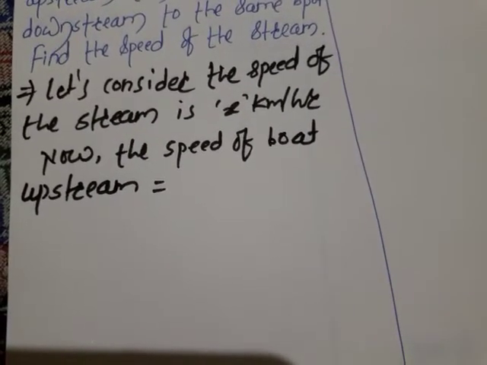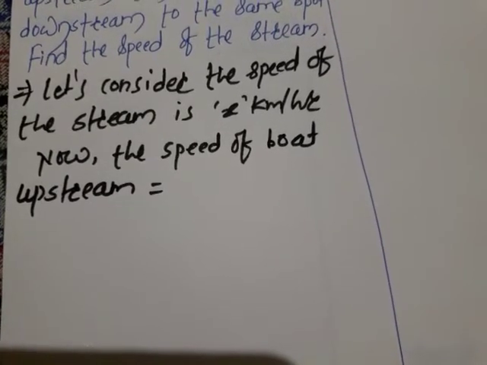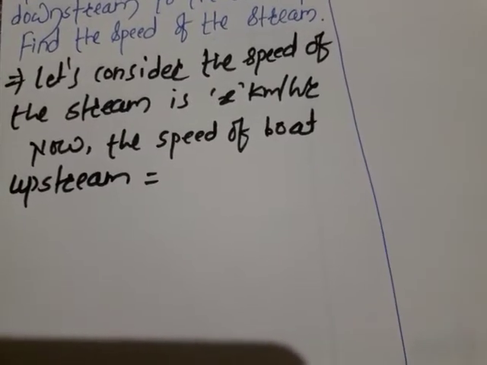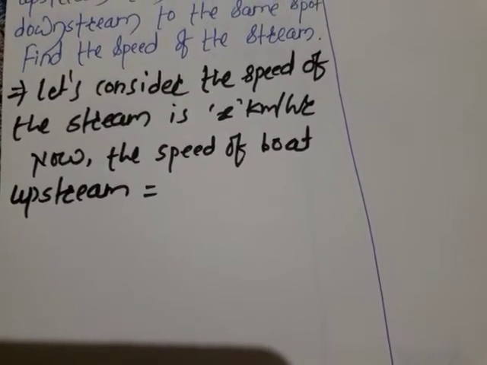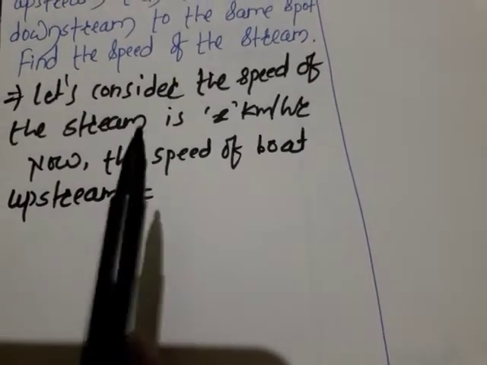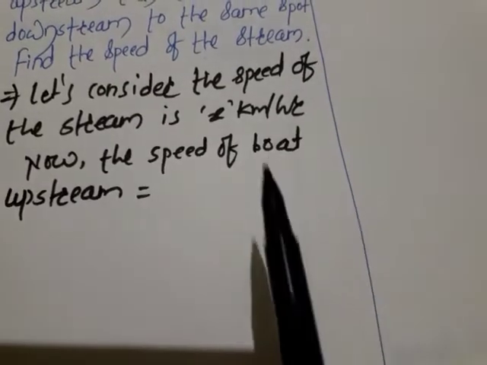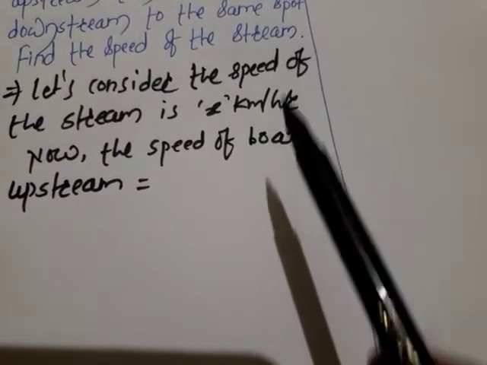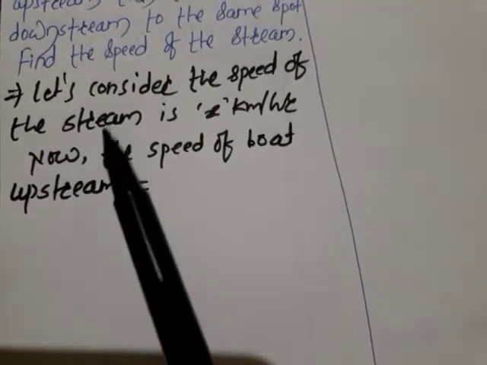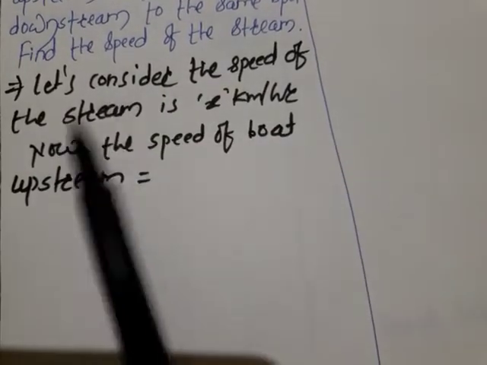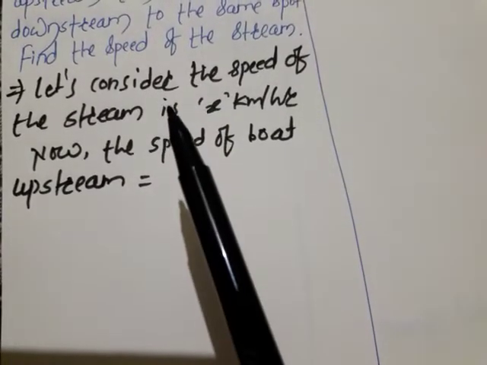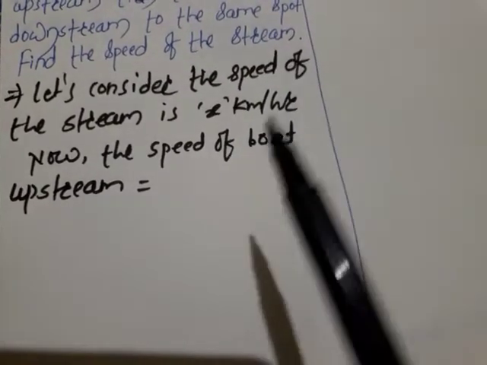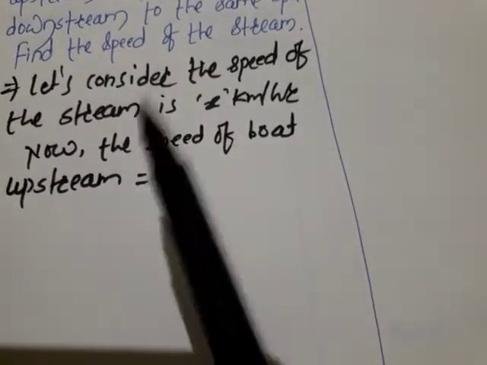Okay, when the boat is going up, that time the speed of the stream opposes the speed of the boat, and when the boat is going down, that time the speed of the boat and the speed of the stream support each other. It's very important, look here what I am saying. When going up, the speed of the stream opposes the boat, and when it is coming down, the speed of the stream supports the boat.